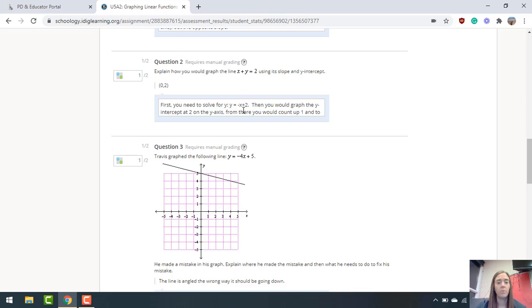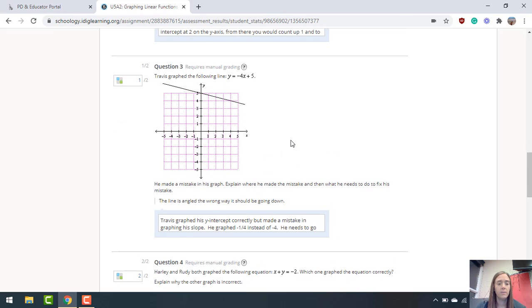So then you would have this y equals -x plus 2. And so that means your y-intercept would be 2, which is what is written here. This is this point, (0, 2) is your y-intercept. And then your slope would be -1 over 1. So you'd go down 1 and over 1. Okay?